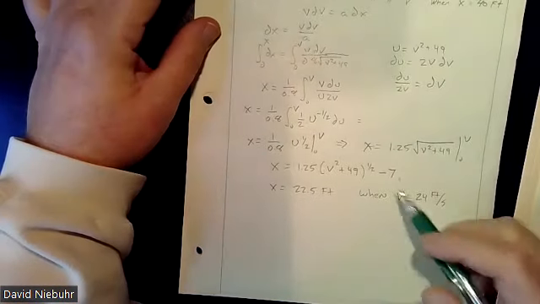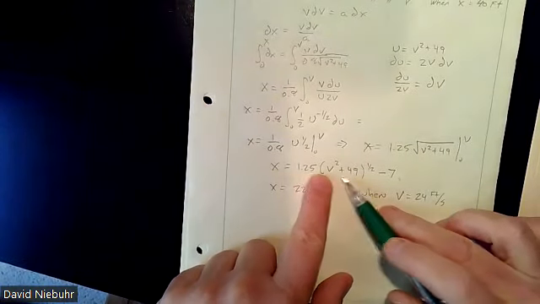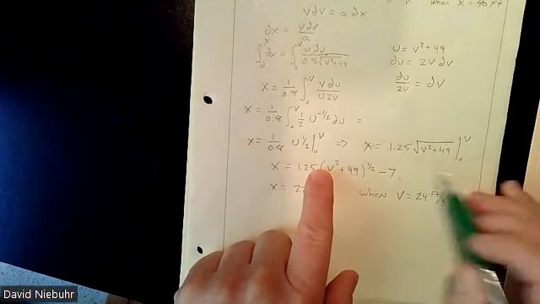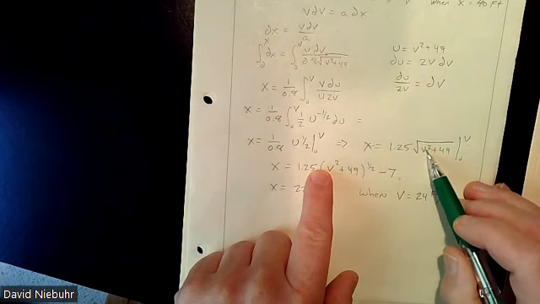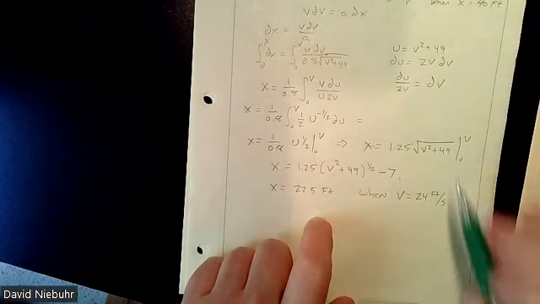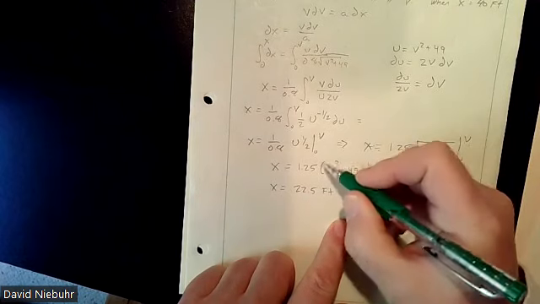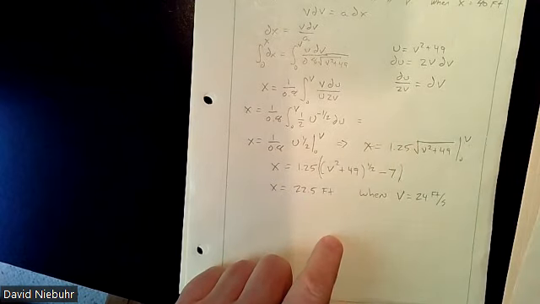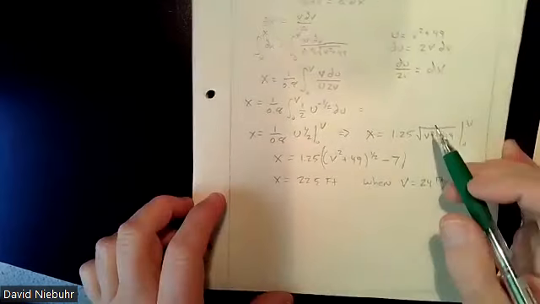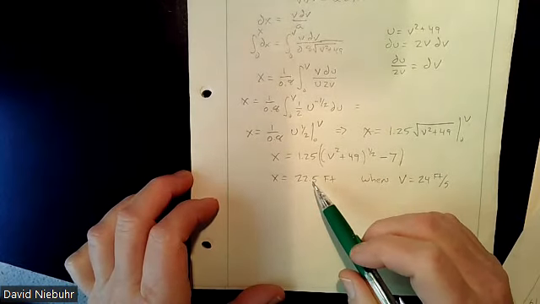Just in case you're wondering where the 7 came from, remember that when we plug in v here, we get this term, the square root of v squared plus 49. Then we subtract the term with 0 plugged in, and we get the square root of 49. What I did was factor out the 1.25, because otherwise it would have been 7. So that should be what you have. You get 22.5 feet.